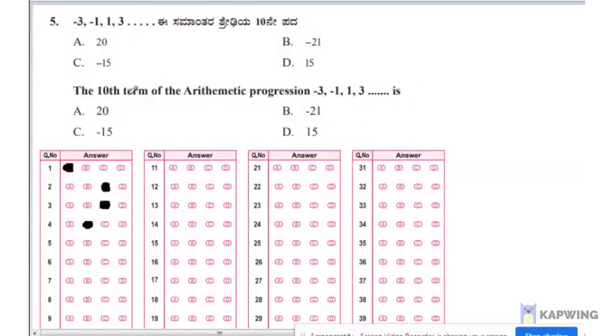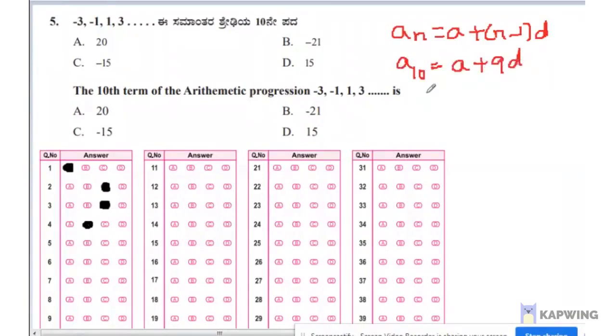Fifth question, the 10th term of an arithmetic progression -3, -1, 1, 3 is. So we will choose the correct option after applying the formula. Nth term of an arithmetic progression is given by the formula a plus n minus 1 into d. Here they are asking to find the 10th term, so I will use the A10 formula, which is nothing but a plus 10 minus 1 is 9d.